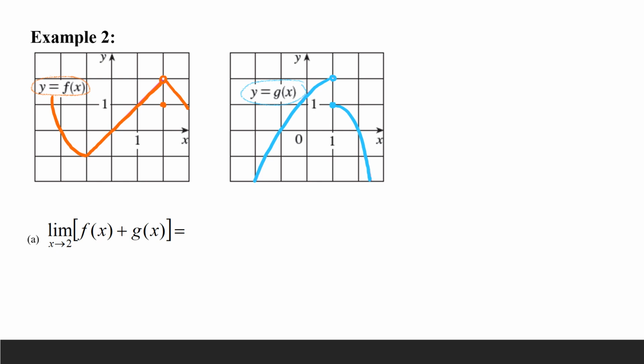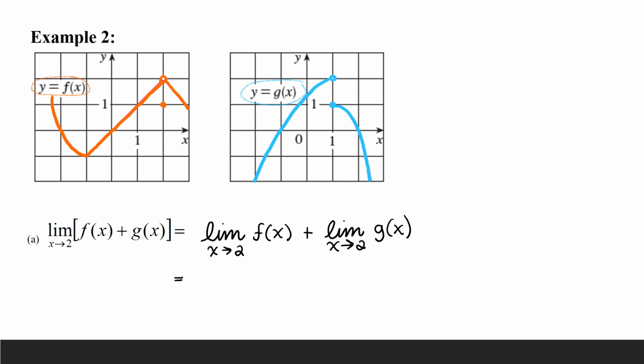So instead, let's apply one of our limit laws. We'll rewrite this as the limit as x approaches 2 of f of x plus the limit as x approaches 2 of g of x. So first we'll evaluate the limit of each function, and then we'll add those limits together.